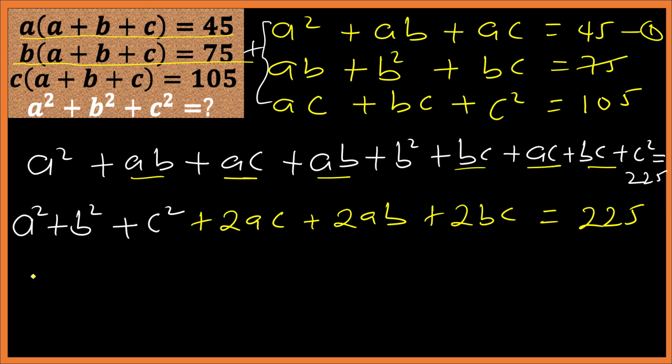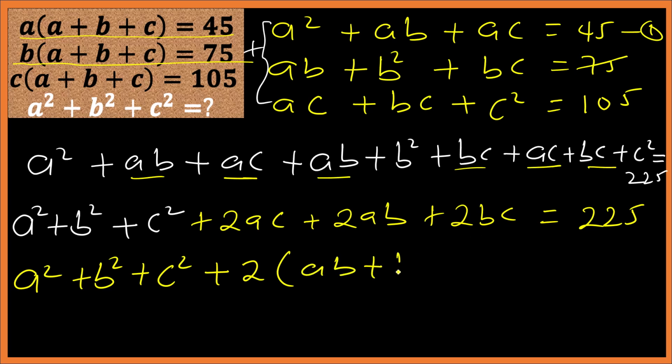All right, now let's arrange this one well. So we have a squared plus b squared plus c squared plus, so let's take 2 out and arrange it. So that would be AB plus BC plus AC equals to 225.